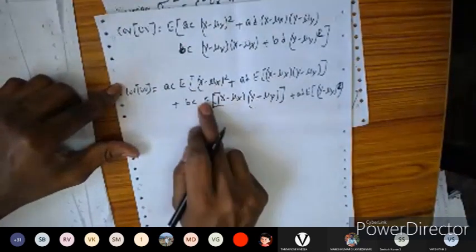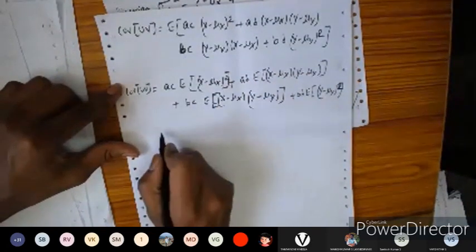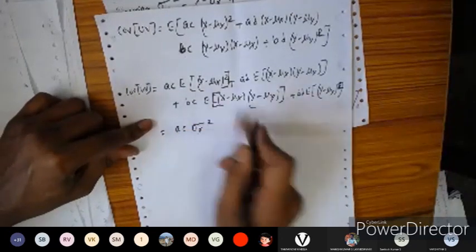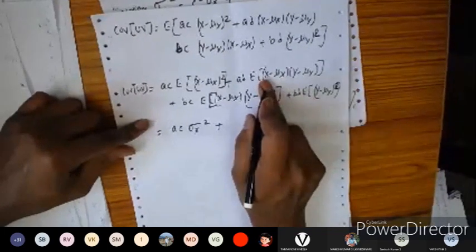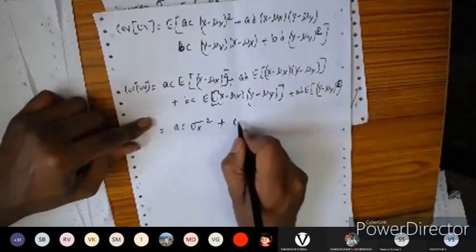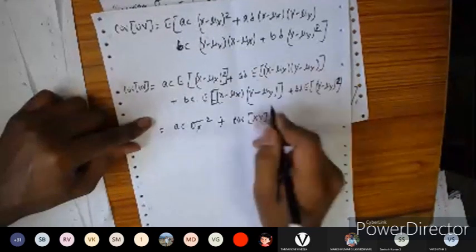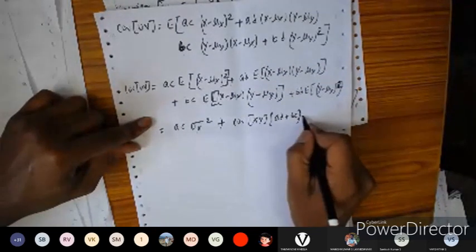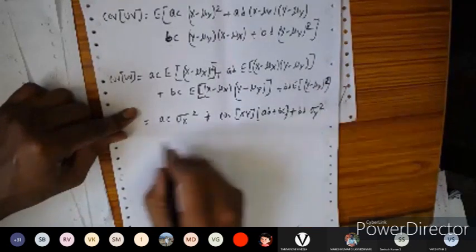Now you know that the expectation of (x − νx) the whole square is nothing but the variance of the random variable x. So we can write A into C into sigma x square. The expectation of (x − νx)(y − νy) is the covariance of the random variables x and y, and these two terms are common, so we can write AD plus BC. Plus BD into the variance of the random variable y, sigma y square.